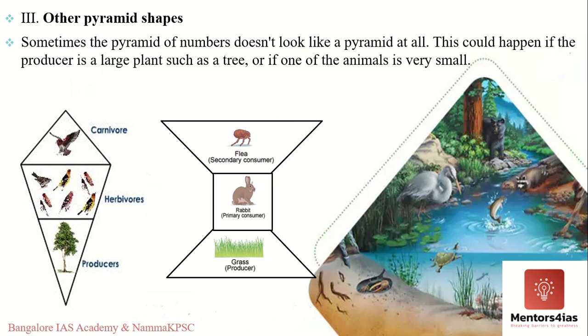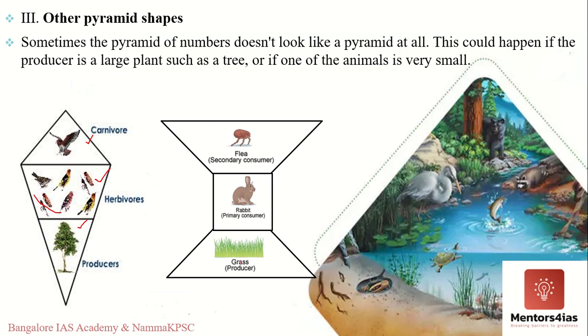Why? Because we are considering the tree, that is just one in number. Then we move on to the herbivores where we have a number of birds and maybe other insects. Then we are considering the carnivores instead of parasites, where the number of carnivores now starts to decrease. So neither is it an upright pyramid, neither is it an inverted pyramid.